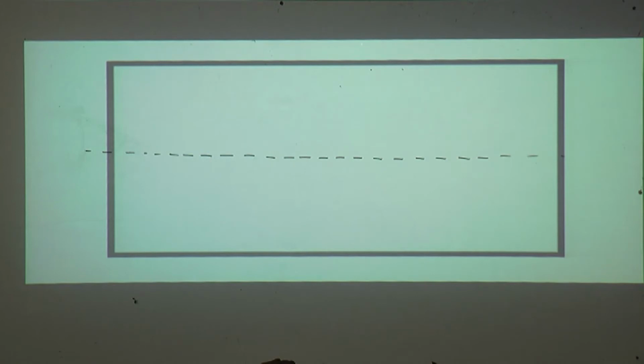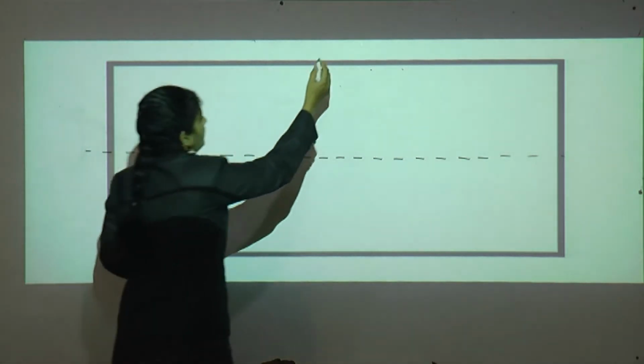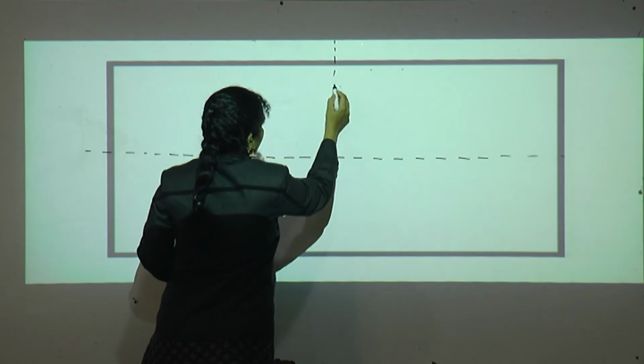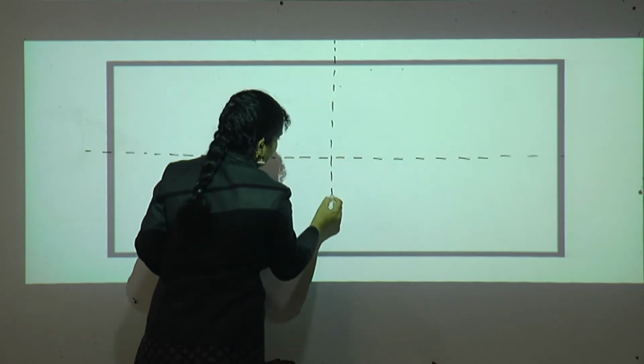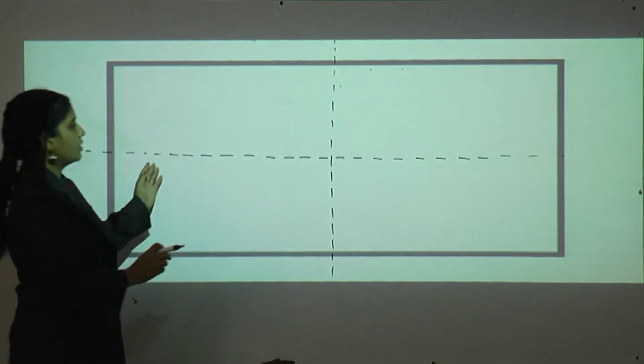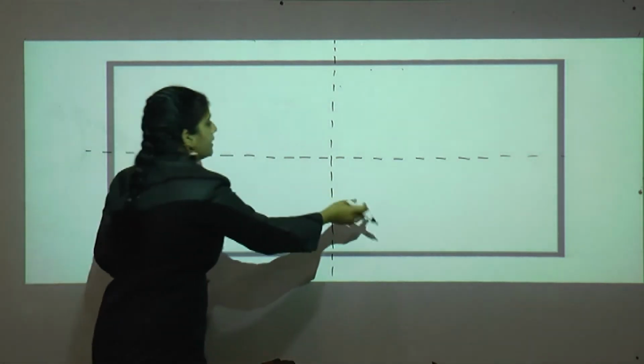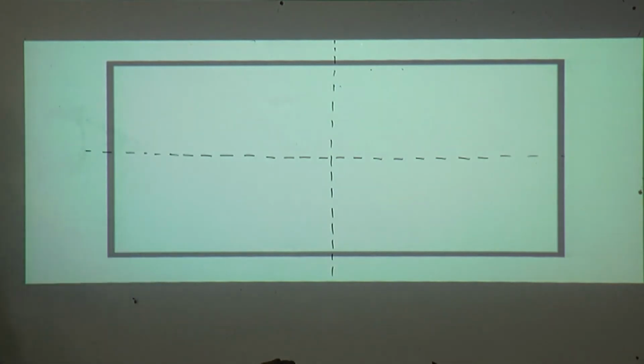Now students, if one part is flipped over, it will overlap exactly with the other. Now it will also have a vertical line of symmetry. How? See, draw a line with the help of a scale. Okay, so if we put the right side on the left, then it will match exactly. So this rectangle has a horizontal line of symmetry and even a vertical line of symmetry.